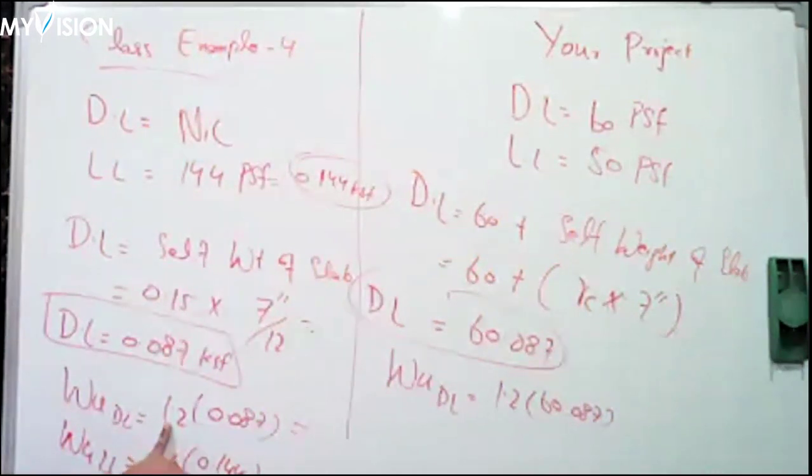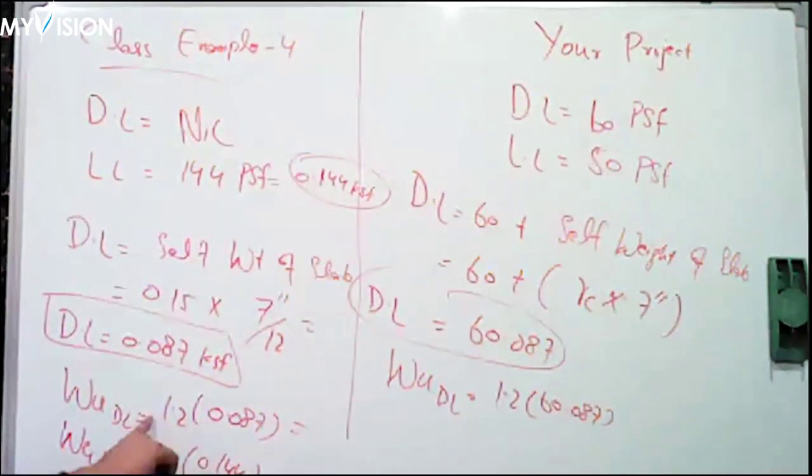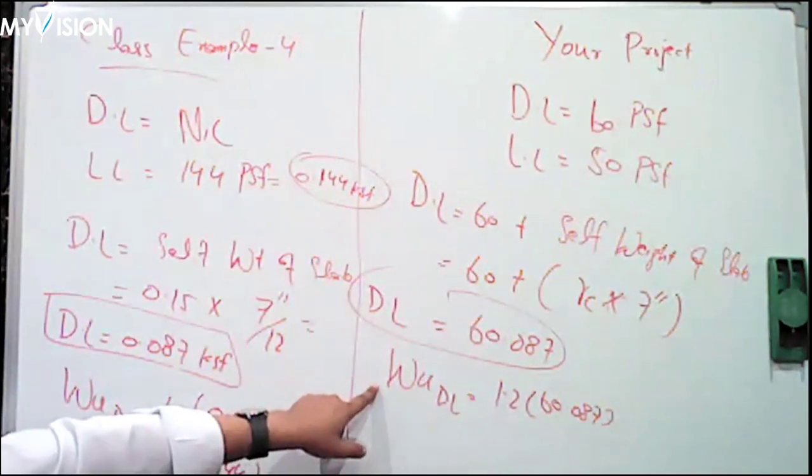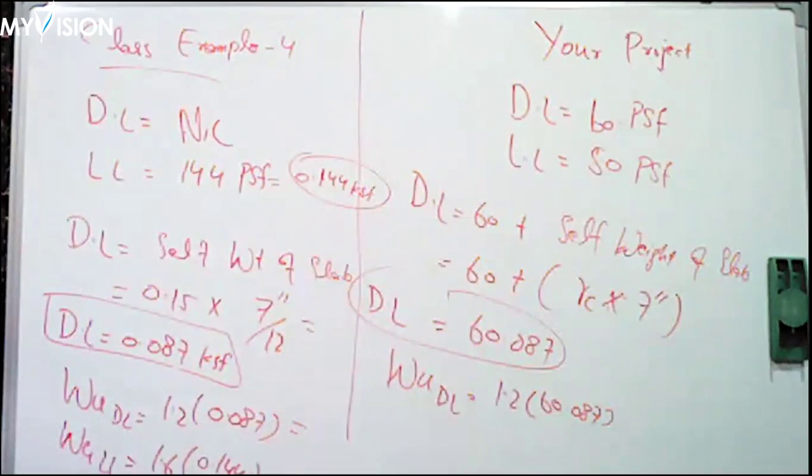WU dead load can be calculated by multiplying with the factor 1.2, and live load can be multiplied with 1.6. In a similar way, WU dead load is multiplied by 1.2 and WU live load is calculated by multiplying by 1.6. Clear? Do you have any question?